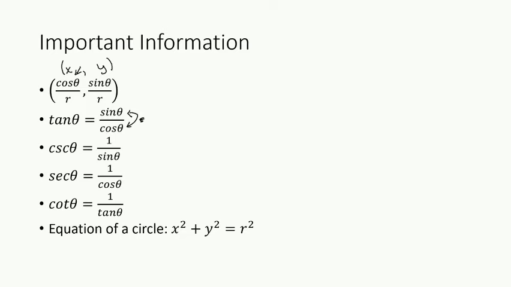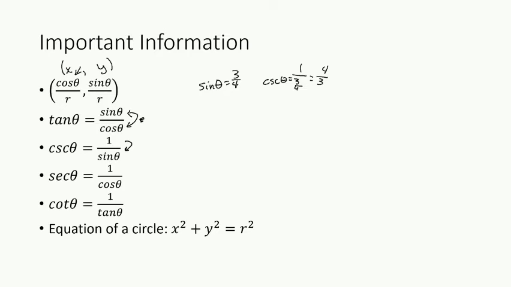Then the cosecant is the reciprocal of sine of theta, which is the same as 1 over sine of theta. So if our sine was 3/4, we could say our cosecant is 1 over 3/4, which is the same as saying 4/3.